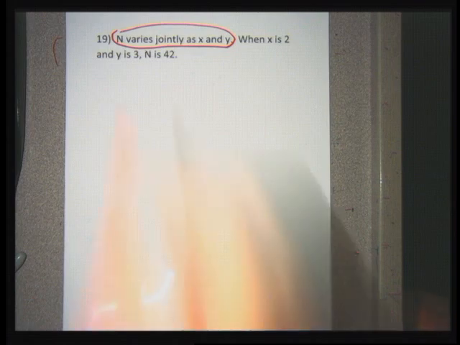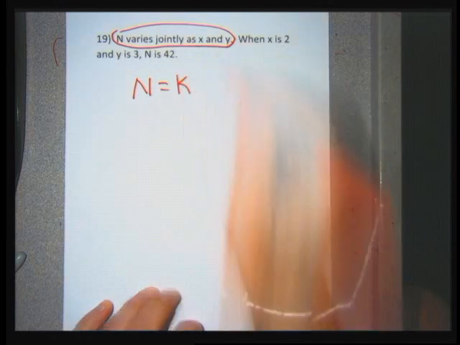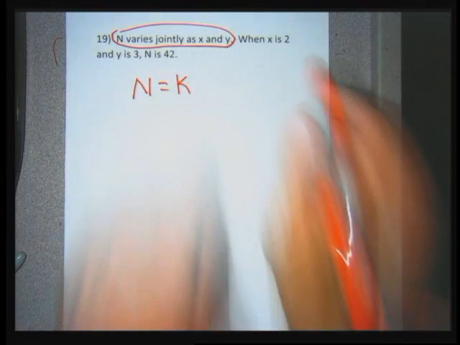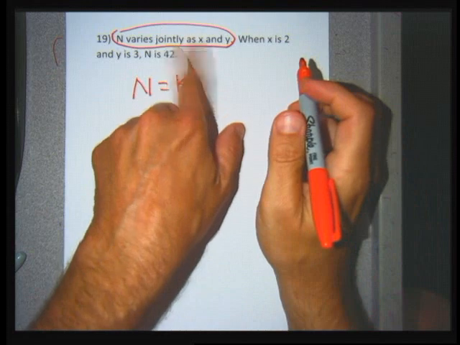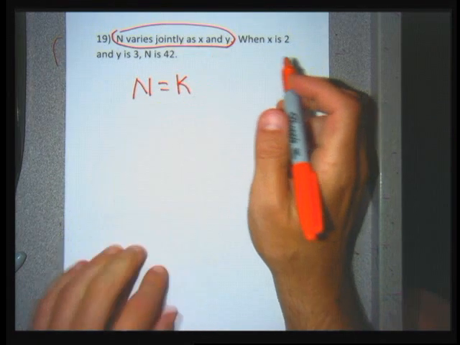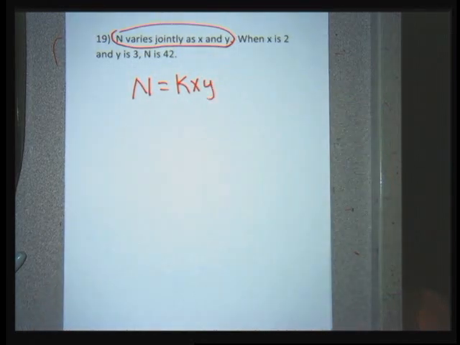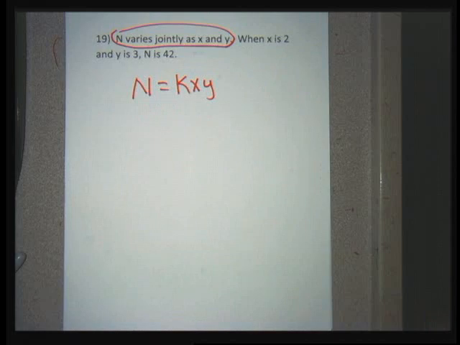So the equation for number 19 is going to be n equals, I always get my k, and then after the k, the letters, I need 2 letters because it's jointly, are going to be x and y. Neither the x nor the y need exponents because there aren't any words that tell me I need exponents. So that's the equation that's necessary.